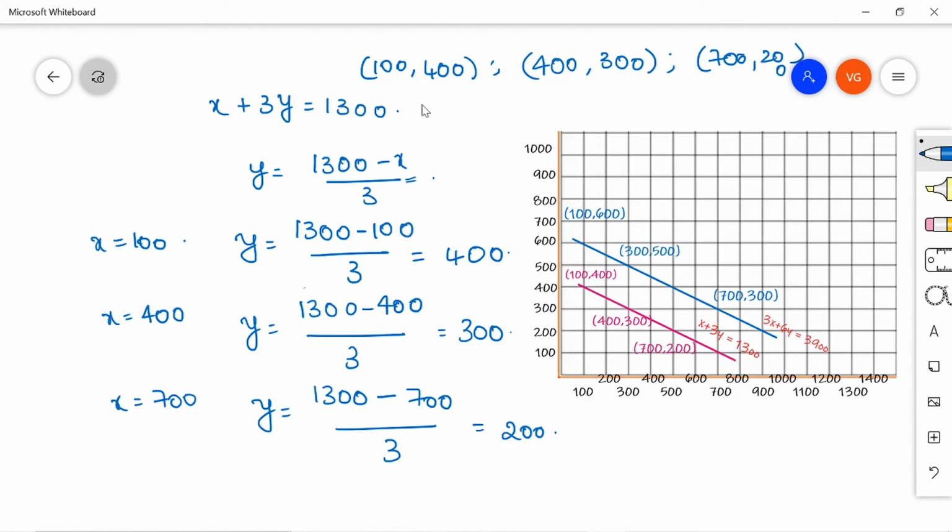Similarly, mark the points for the second equation: (100, 400), (400, 300) and (700, 200). Now join all the points. Again it will give you another straight line. So this is the line that represents x plus 3y is equal to 1,300. So if you observe, these two are going like parallel lines, right? Then we can say there is no common solution.